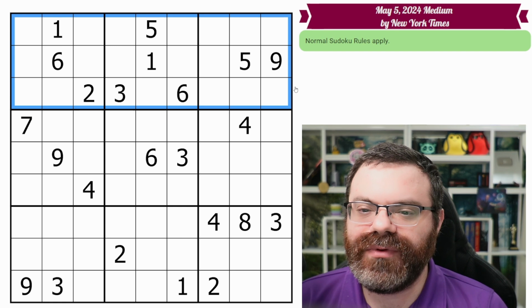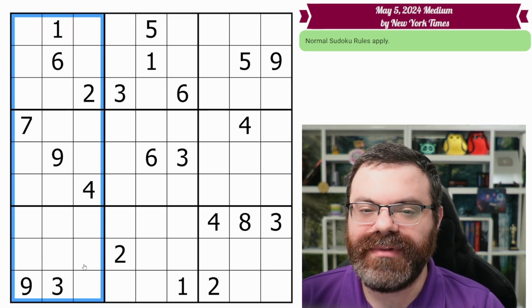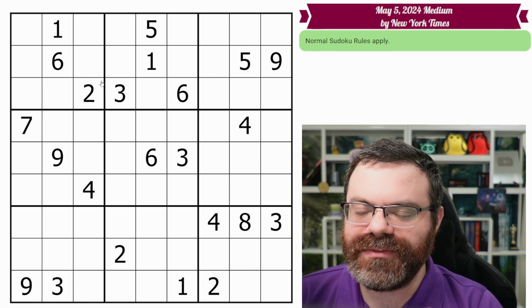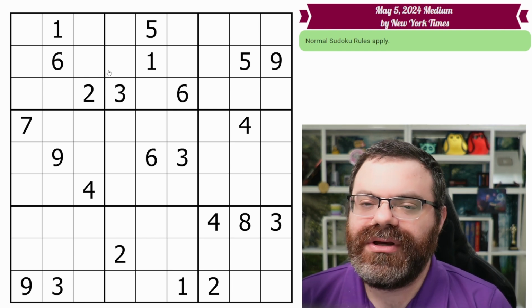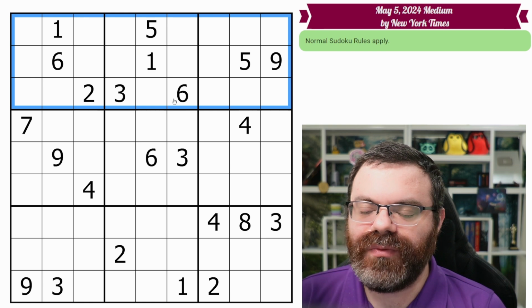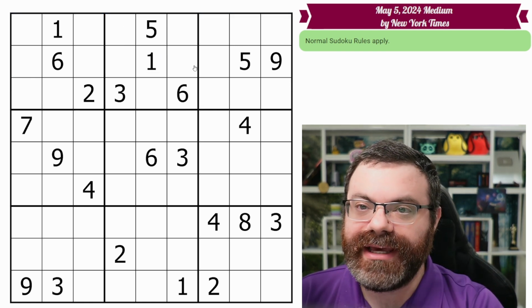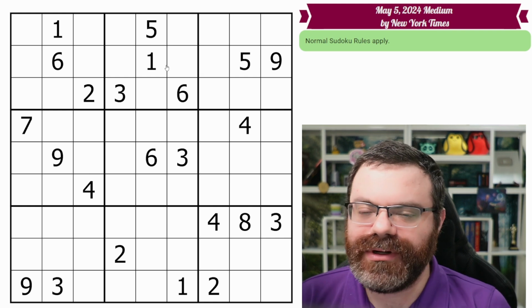This is a band. A row of 3 boxes is a band, and this is a stack. A column of 3 boxes is a stack. I'm going to be using those terms. Okay, so what we're going to do is start by going band by band. We're going to look at the 3 bands one at a time, and we're focused mostly on what's going on within the band itself. That's how we're going to start.